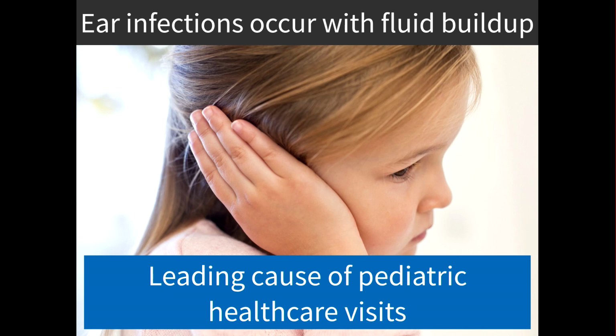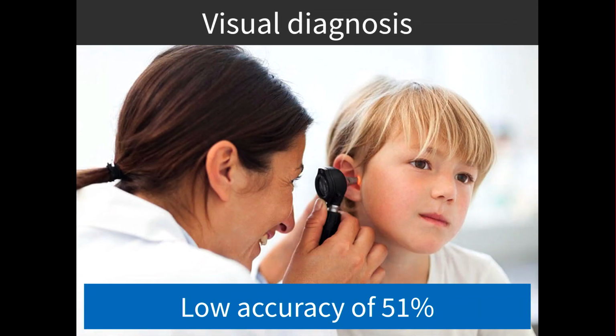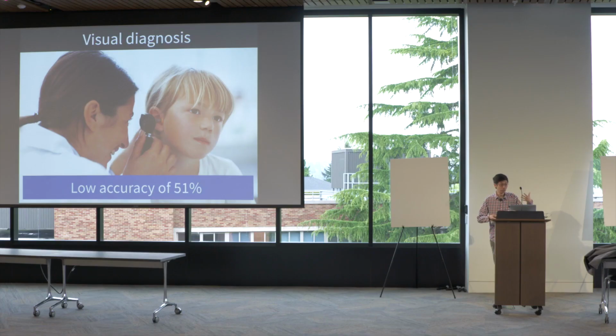So ear infections are the leading cause for pediatric healthcare visits today. And ear infections are typically caused due to a buildup of fluid in a space called the middle ear, which is behind the eardrum. If you suspect that your kid has an ear infection, you would get him to see your primary care provider. And your primary care provider would look in your kid's ear using an otoscope and visually try to diagnose whether there's fluid. But because the fluid is actually behind the eardrum, it's really difficult to see, and the accuracies tend to be as low as 51%.